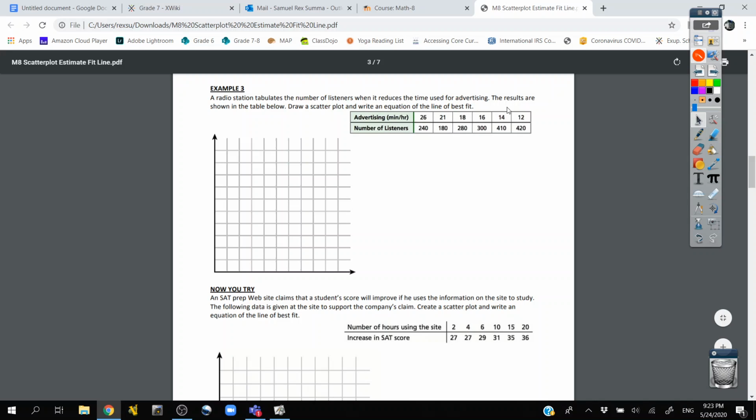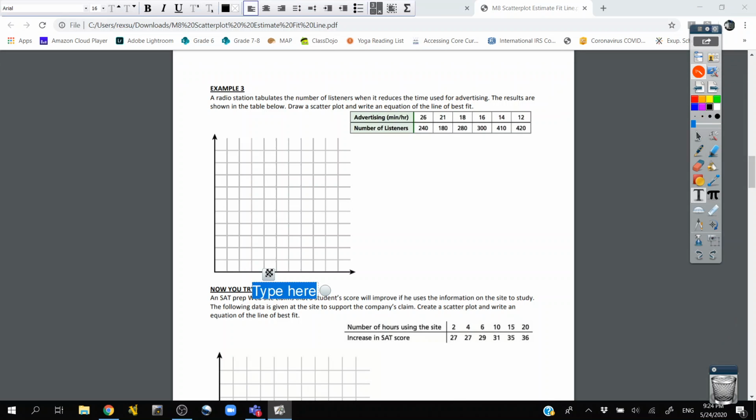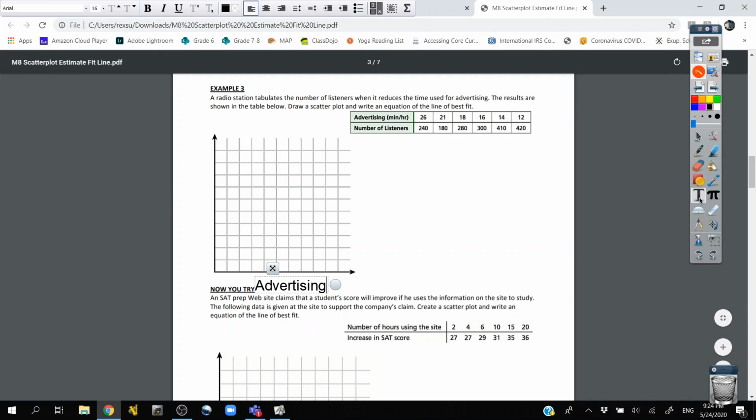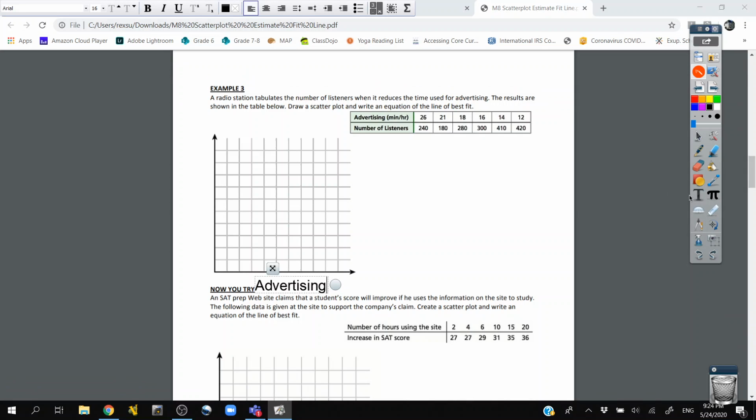Oh yeah, we do see that trend. So let's go ahead and scatter plot it. Well, I would put advertising here because it seems like that's the independent variable that's causing the number of listeners to change. And that means I would put number of listeners over here.